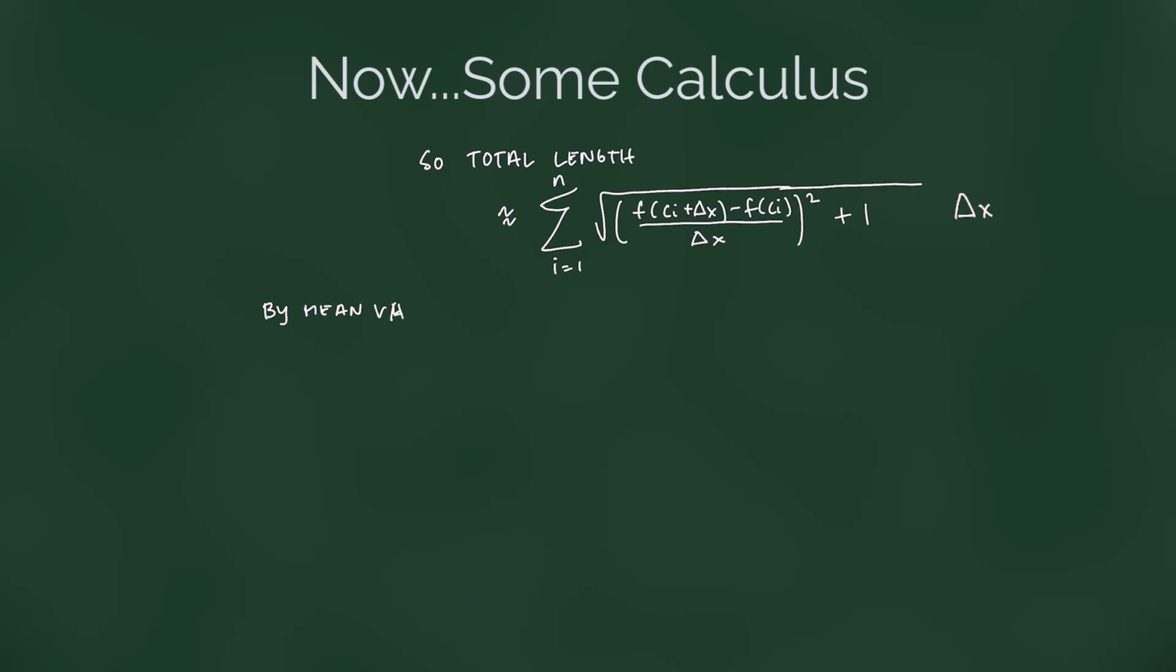The mean value theorem tells us that for a continuous differentiable function on an interval a to b, there is always some point on that interval where the derivative is equal to the slope of the secant line. The quantity in the parentheses under our square root represents the slope of the secant line connecting our two endpoints. Therefore, the mean value theorem tells us that there is some value, we'll call it k sub i, that lies in the interval between c sub i and c sub i plus delta x, where that quantity is exactly equal to f prime of k sub i.